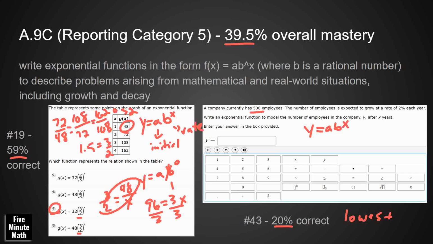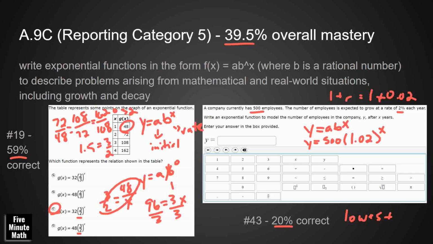They give you the 500 employees. That's the initial. So that is a given. How much are we starting with? And then the rate is 2%. Now, I still need to calculate this rate. So the rate is 1 plus, and then whatever the rate is. If it's a decay rate, it's going to be slightly less than 1. If it's a growth rate, it's going to be slightly more than 1. In this case, I'm going to say it's 1 plus 0.02. I have to convert the percent to a decimal. So 1.02, and then times that to the x.